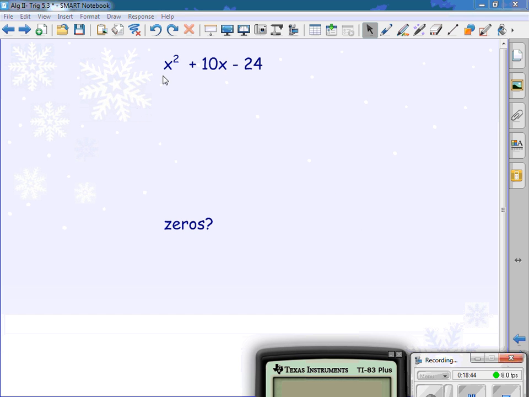Here, I have x squared plus 10x minus 24. I want to see if you can factor this one. There's a reason why I have this one up here. The only way I can get an x squared is an x and an x. What does this negative tell me? One has to be positive, one has to be negative. What do you do when one number is positive, one number is negative? Do you add them together or subtract them? Subtract. I need all the factors of 24.